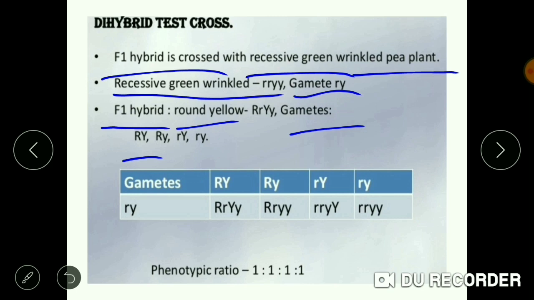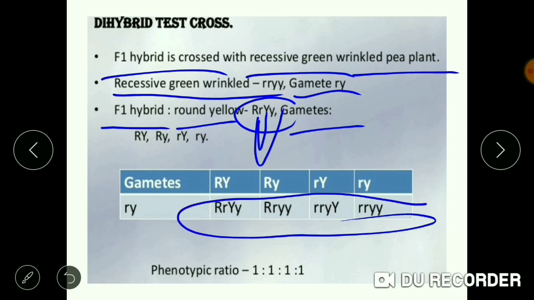How this is done? I think everybody knows. You have started in class 10th also. Capital R capital Y, capital R small y, then small r capital Y, small r small y. We'll perform the crossing with the help of the Punnett square method, and on crossing we have obtained the 4 offsprings which are in the ratio of 1:1:1:1. So in the test cross we have observed it always gives equal proportion of the offsprings obtained.